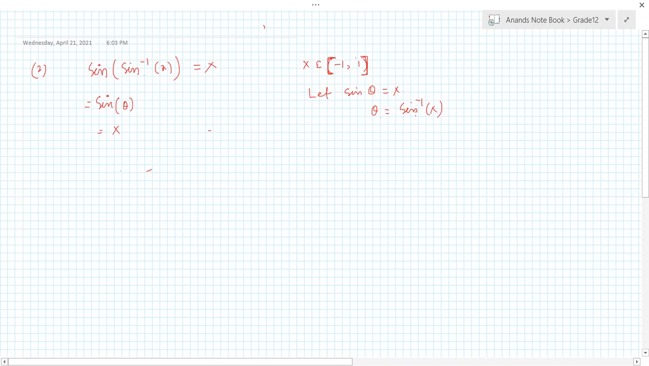Similarly, you can prove that cos of cos inverse of x is equal to x. Can you guys just try that out?